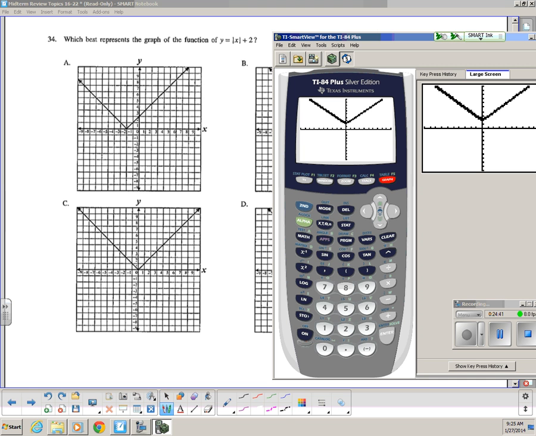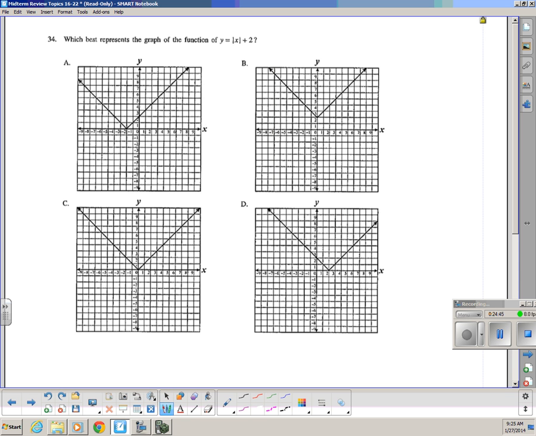Okay, it's not hitting the x-axis. It's actually shifted up 2 units. So I'm looking for that graph. And it looks like choice B is it.